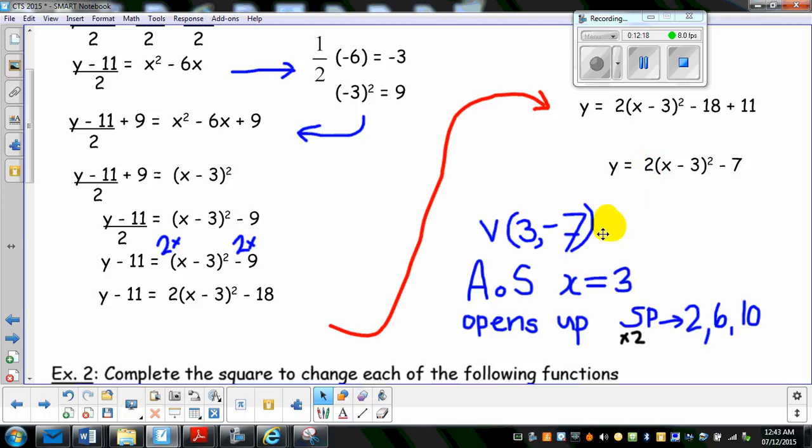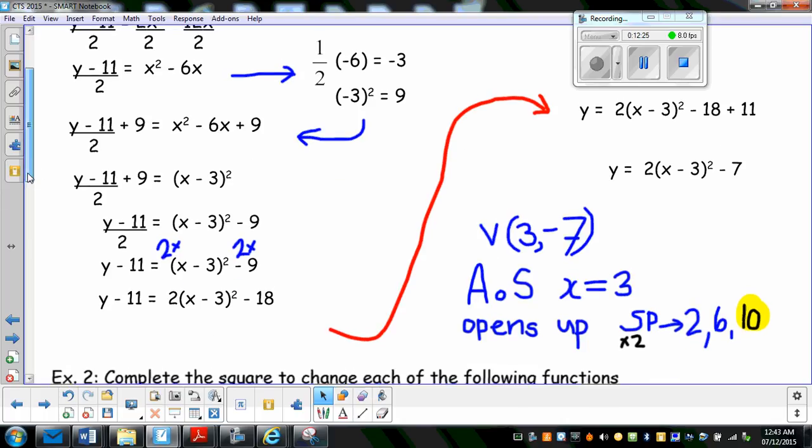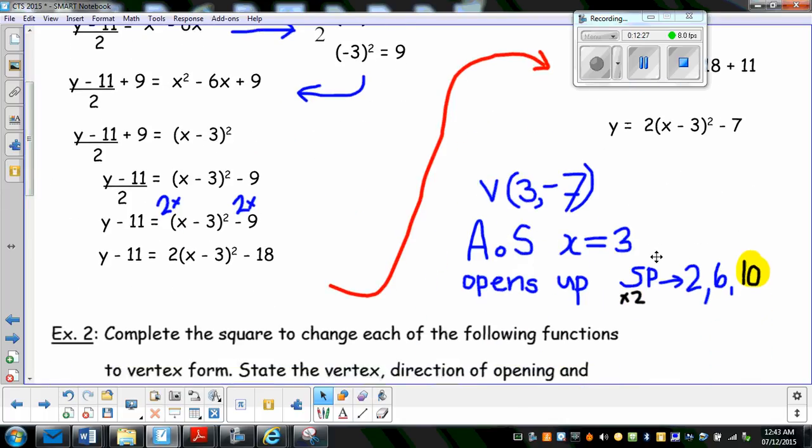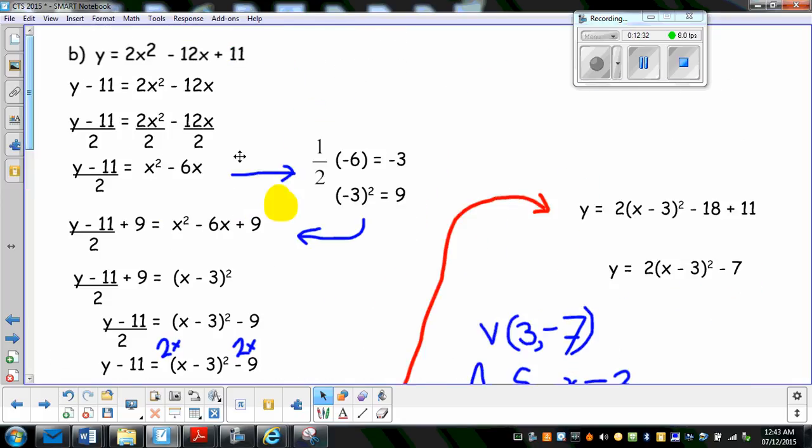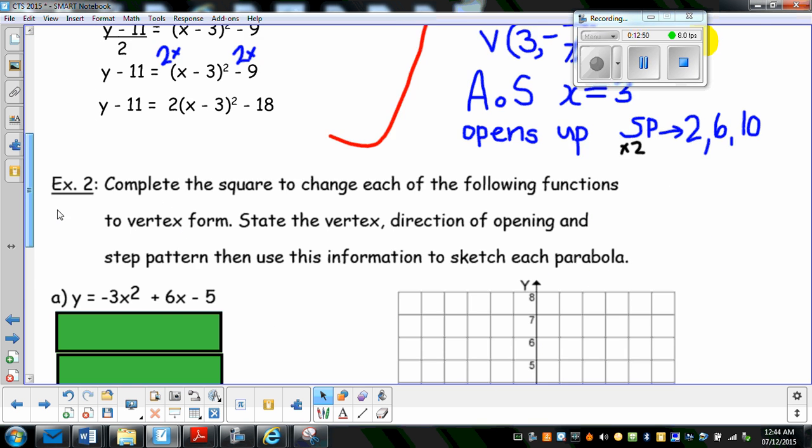One thing I want you to be aware of is the direction of opening and the step pattern we can actually get from the original equation. So when it's in standard form, we can figure those things out. So we know that this parabola is going to open up and the step pattern is going to be multiplied by 2. We know that even when it's in standard form at the beginning. The big thing, and the important thing really though, is figuring out what the vertex is, and we can't do that unless it's in vertex form.